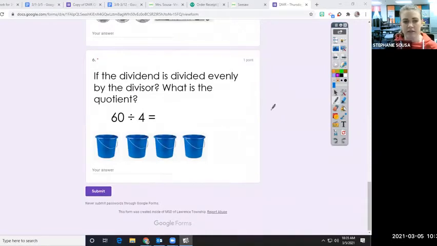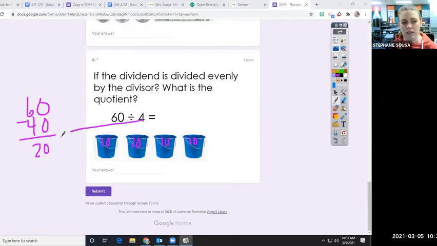If the dividend is divided evenly by the divisor, what is the quotient? We have 60 here, Justin. There are 4 buckets. I know, Justin, that when I count by tens, I'm going to get to 40. 10, 20, thank you, Justin, 30 and 40. See all of those? I have 40 there. Okay, we had 60. We're going to subtract 40 because we just got rid of that. We have 20 left. Getting to 20 while counting by 4s is a lot easier than getting to 60.